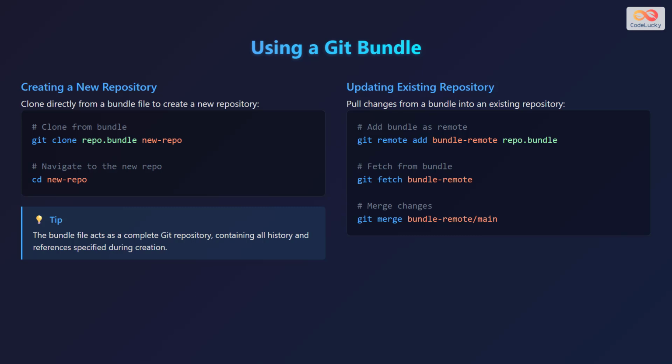Second, updating an existing repository. Pull changes from a bundle into an existing repository by running the command git remote add bundle-remote repo.bundle. After this, fetch from the bundle by running git fetch bundle-remote. Then merge changes by running the command git merge bundle-remote/main.